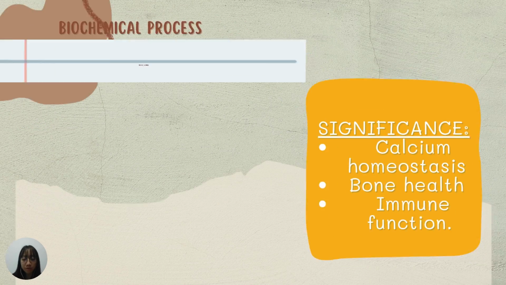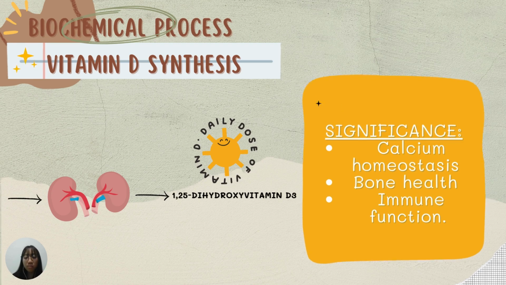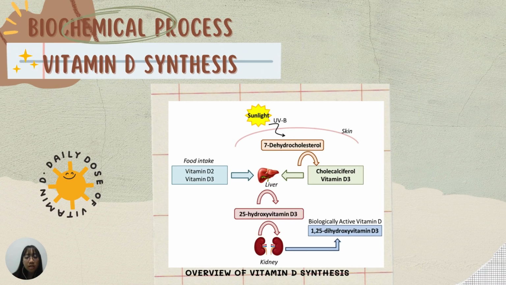it will process this vitamin and also convert it into hydroxy vitamin D3, and this hydroxy vitamin D3 will then transfer to the kidney, be processed and again converted into the dihydroxy vitamin D3, and it is the important, biologically active vitamin D3, which is essential for the body. Why? Because it will help to maintain the calcium homeostasis, maintain the bone health, and also be involved in the immune function of the body. So this would be the overview of the vitamin D synthesis.